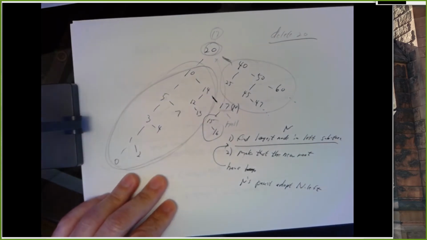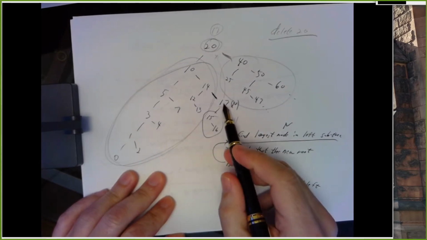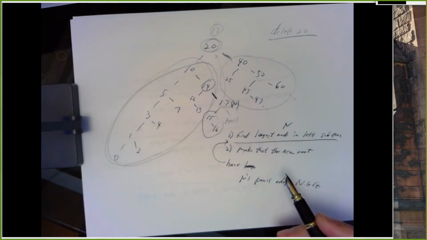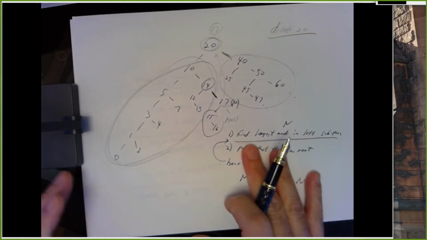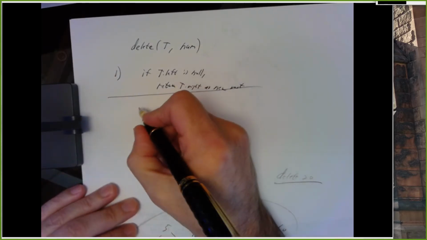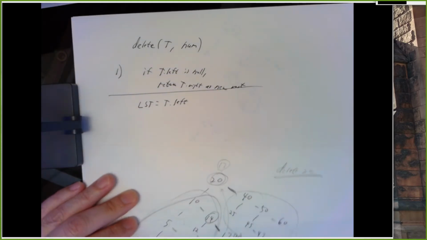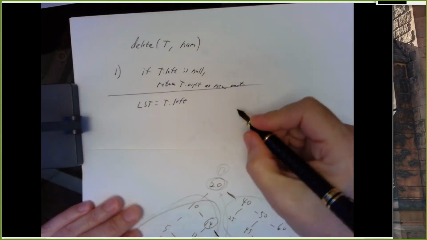But in the more typical case, there is something to the left, so we need to find the largest node. And yes, if there was no 17 here, then this would be the largest node. All right. So, left subtree equals t left. So now we're just looking at something like this.